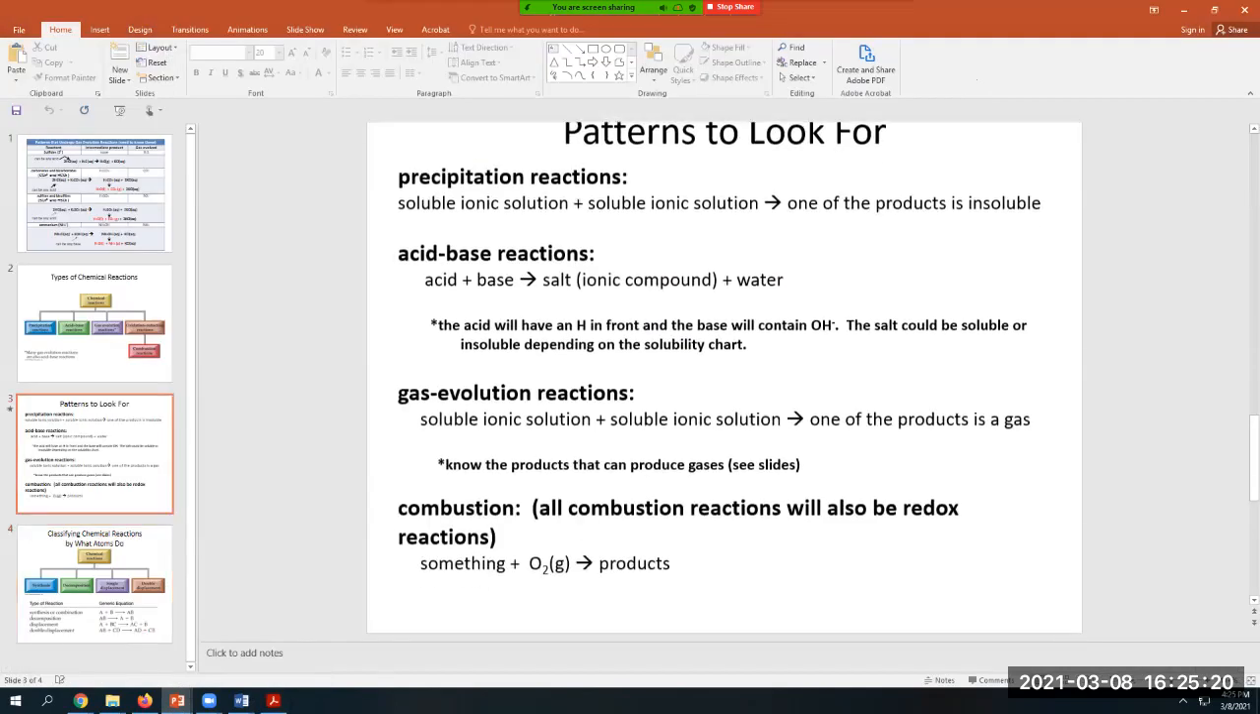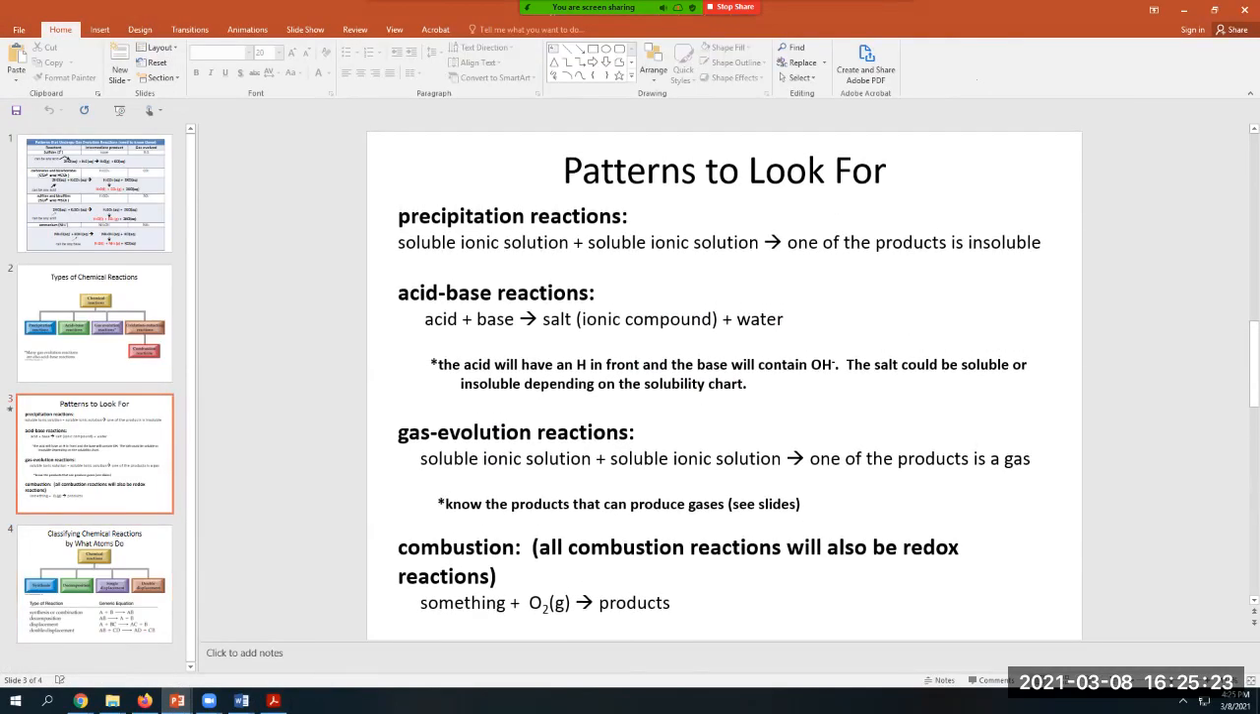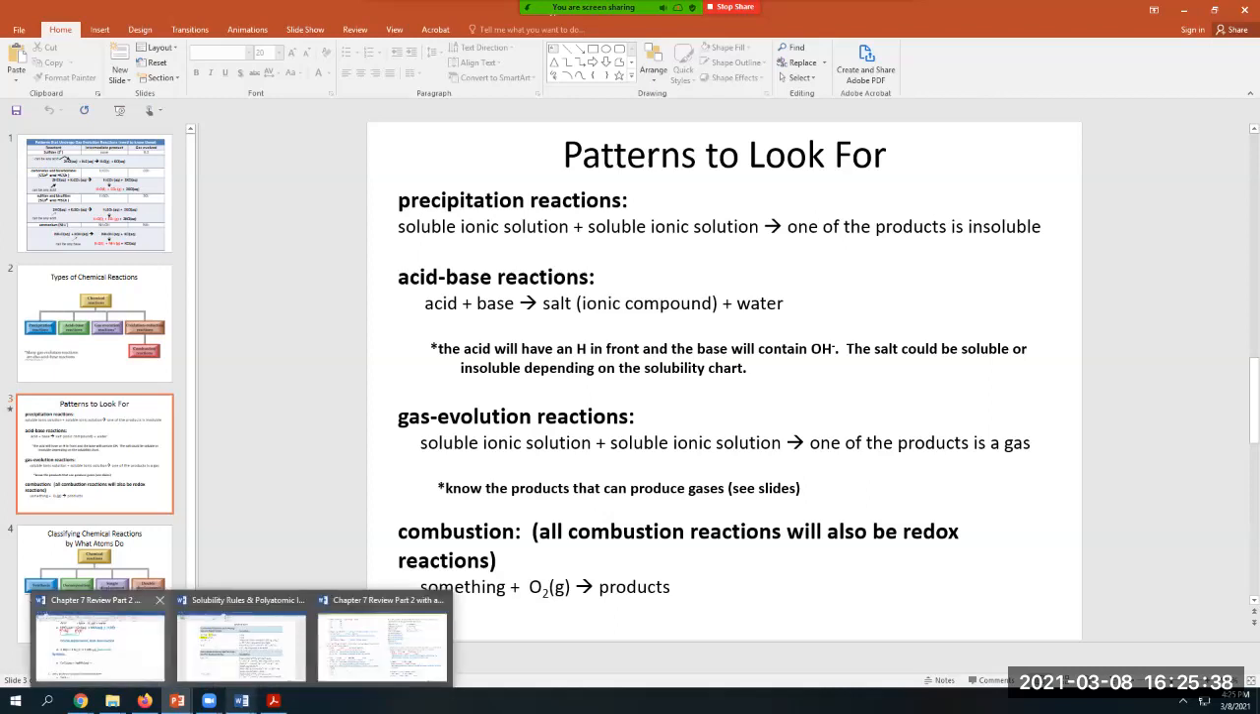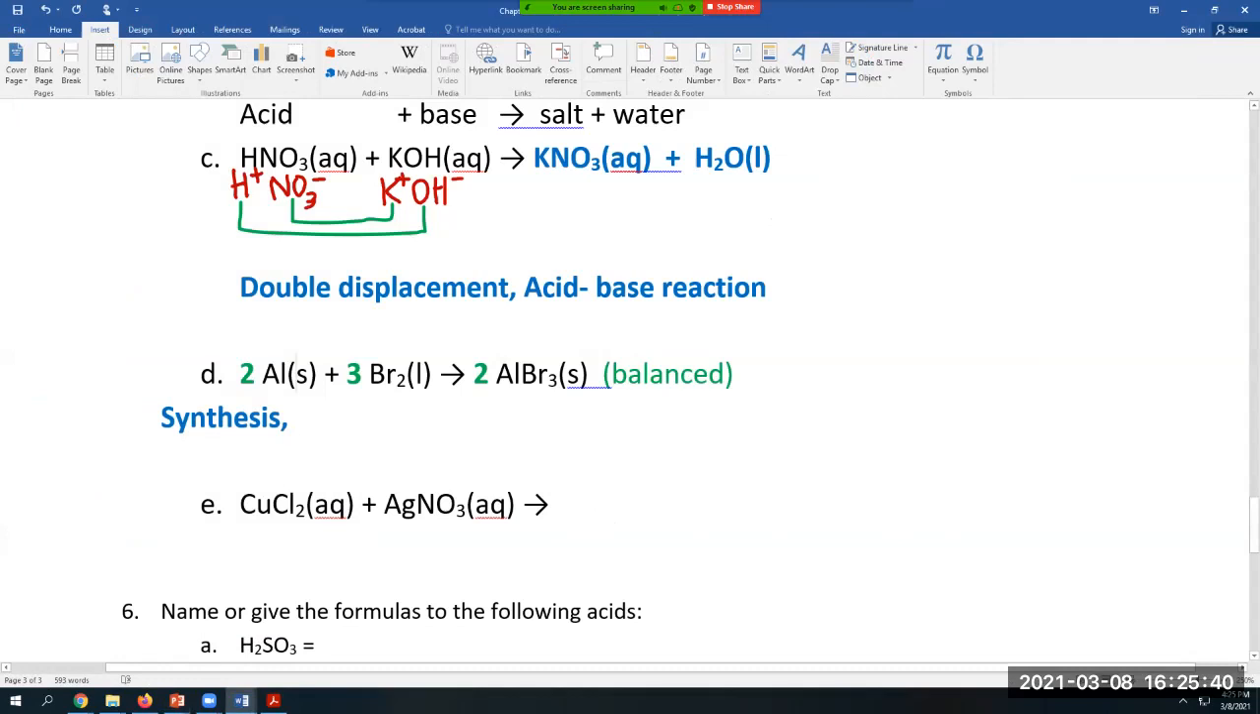What about the other way? This way, it cannot be either precipitation, acid base, or gas evolution, because they all start with two ionic solutions, and here we do not have that. It's a solid and a liquid. So this must be an oxidation reduction reaction. So let's verify that by seeing which one is reduced and which one is oxidized. So let's look at the oxidation states.